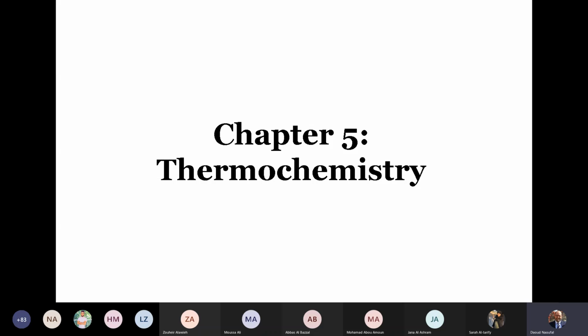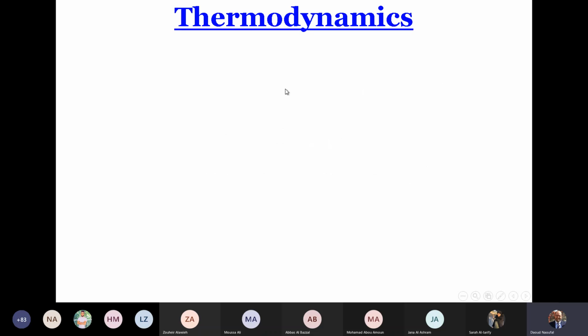This is the fruit of chapter 5 and chapter 6: to calculate delta H, to calculate delta S, and to calculate delta G. So the first part is notation. We have to define important terms.